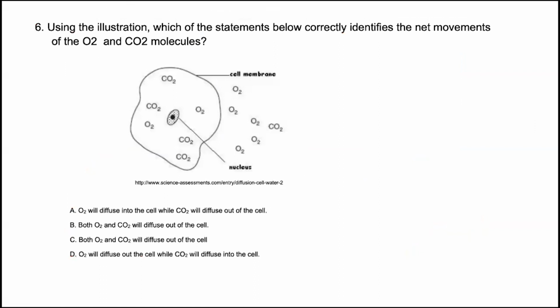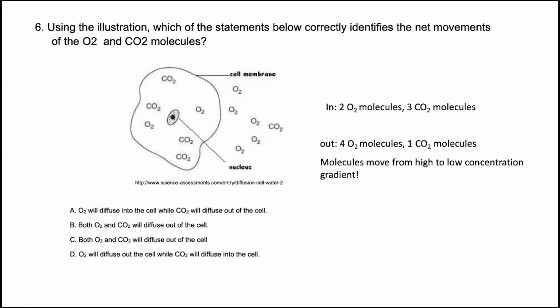Using the illustration, which of the statements below correctly identifies the net movement of oxygen and carbon dioxide molecules? So let's count them up. We have 2 oxygen molecules inside and 3 carbon dioxide molecules inside. Outside, we have 4 oxygen molecules and 1 carbon dioxide molecule, correct? From a couple of slides before, each solute will move independently, correct? So it's pretty easy to predict from here, right?